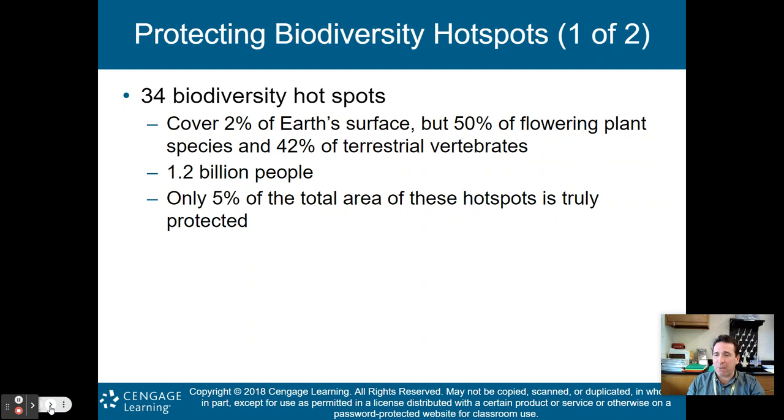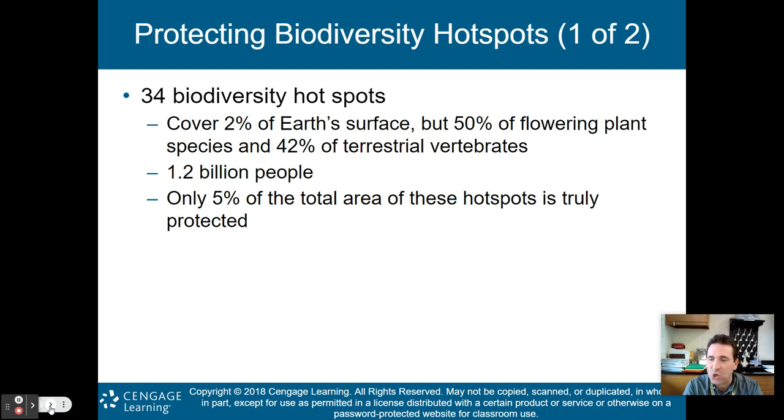All right, here are those hotspots we're talking about. We need to protect them. There have been on planet Earth, as of now, 34 biodiversity hotspots that we have honed in on. They only cover 2% of Earth's surface, but 50% of the flowering plant species and 42% of terrestrial vertebrate species on this planet live in this 2% of land that covers your 34 biodiversity hotspots. So again, we need to focus on this, because this is where half of your flowering plant species are living and almost half of your terrestrial vertebrate species are living, right? So we need to protect these hotspots.